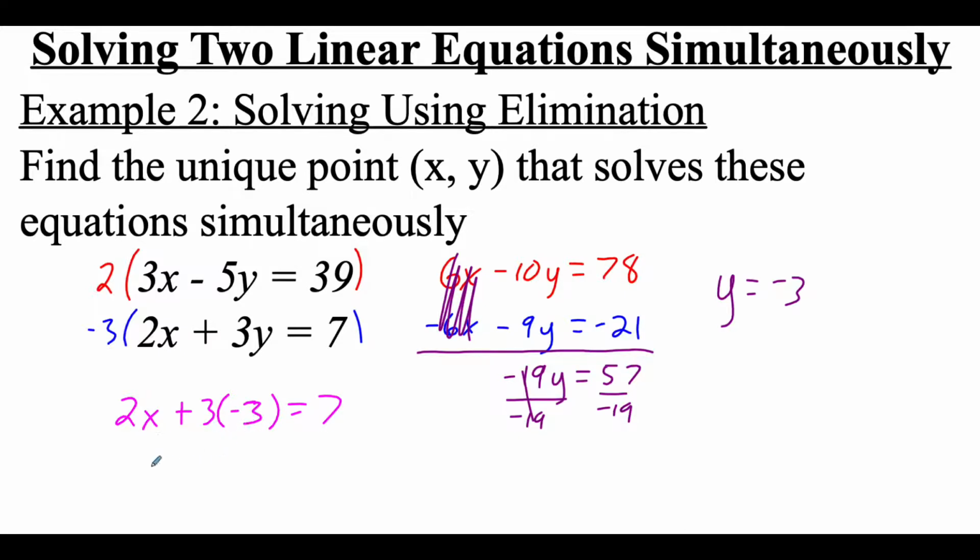Well, 3 times -3 is -9, so we get 2x minus 9 equals 7. Add the 9 over to the other side, and we get 2x equals 16. Divide by the 2, and we get an x value of 8, which again matches up with what we just got on the previous example. So the ordered pair answer, again, is still 8, -3.